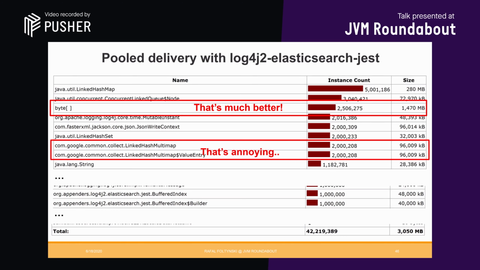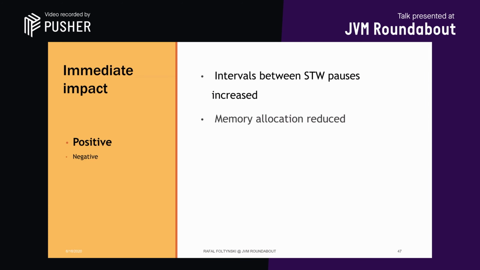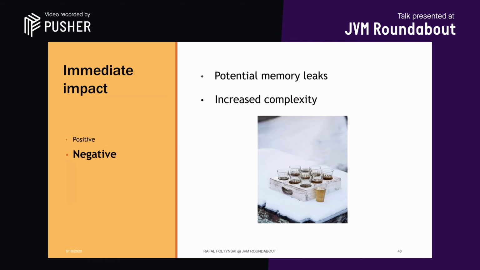But some Google code was still annoying. These were the actual maps created by the index requests. But eventually, I started to see 1 million buffered index classes that I've created to replace the default Jest implementations, and they started to be visible on the first screen of this whole memory tree, which was an improvement. So the immediate impact was that the interval between stop the world pauses drastically increased, and memory allocation got reduced a lot.